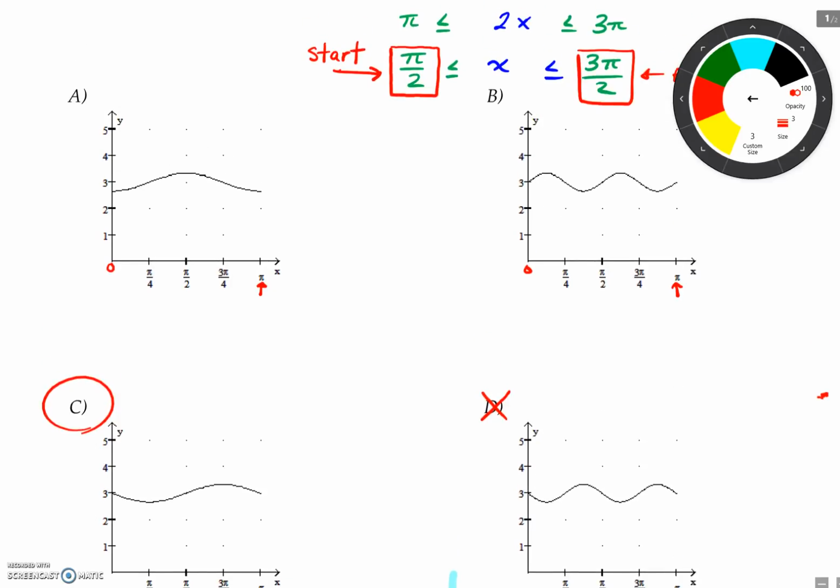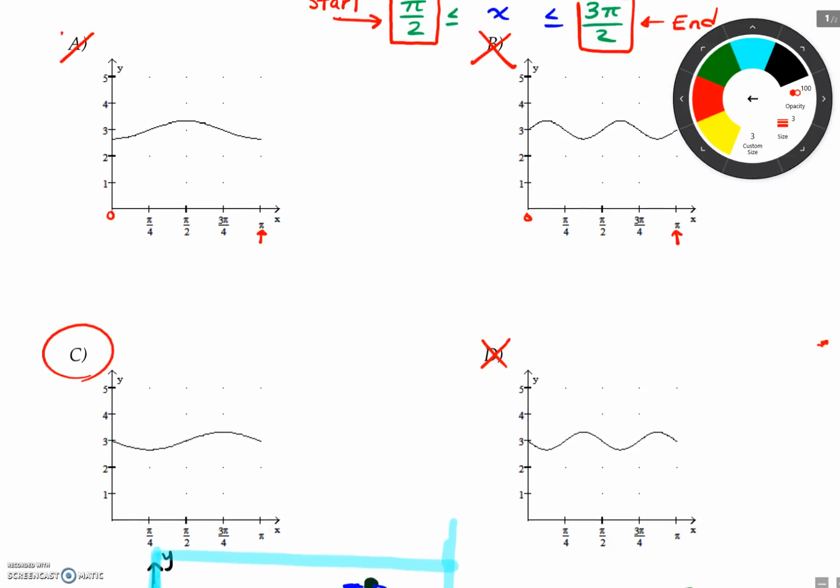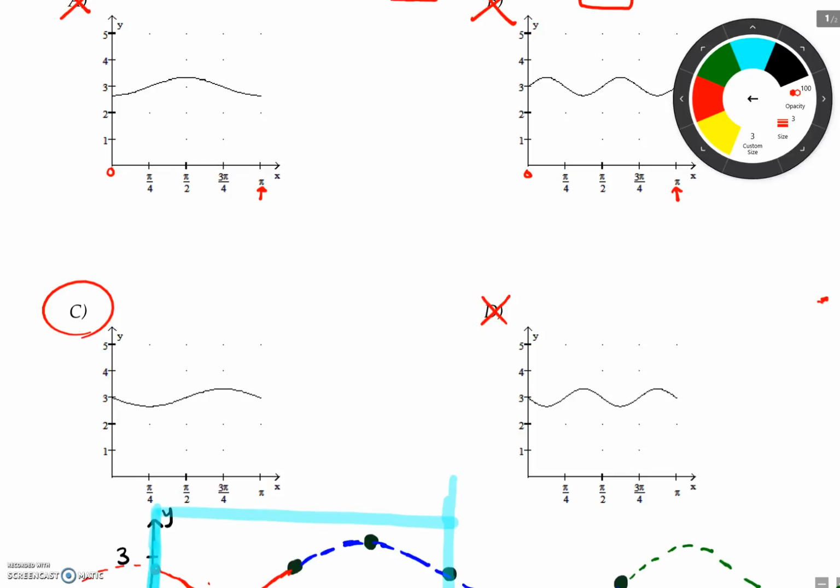But again, if you compare this to the other ones, clearly you can see it's not going to be B, because it makes so many different waves between 0 and pi. And then just look at this one. This one totally just does not do what it needs to be doing. And so we know it's not this one. And so our final answer here is C.